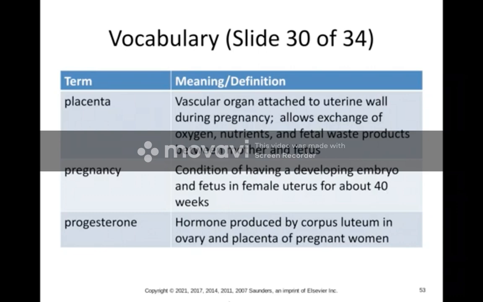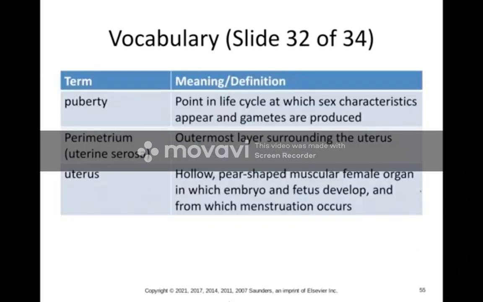Progesterone, this is the hormone produced by corpus luteum in the ovary and placenta of pregnant women. Puberty is the point in life cycle at which sex characteristics appear and gametes are beginning to be produced. The perimetrium is the outermost layer surrounding the uterus, also referred to as the uterine serosa. The uterus is the hollow, pear-shaped, muscular female organ in which the embryo and fetus develop and from which menstruation occurs.